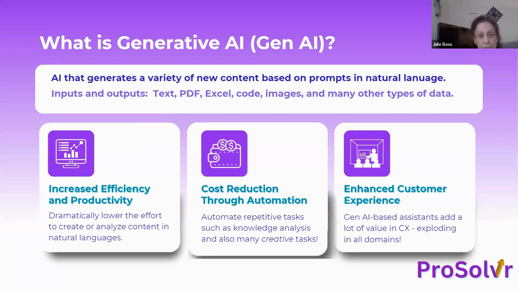So what is Gen AI? We all know AI, artificial intelligence, right? But Gen AI is a special kind of AI that can generate a variety of new content based on prompts in natural language. This natural language part is the most important leap in technology. Basically, I can say, hey, can you draw me a picture of a cat? Or can you draw me a picture of a cat in a hat? Whatever it is, I am speaking to this software or to this application in my language.